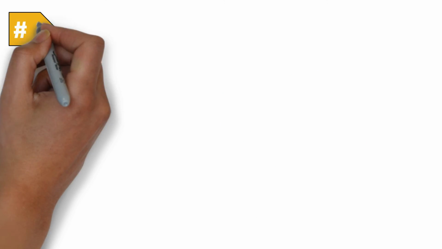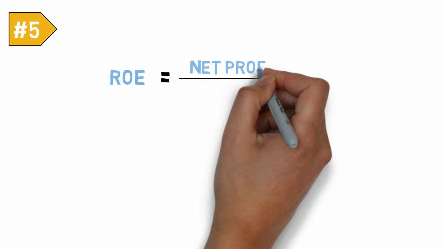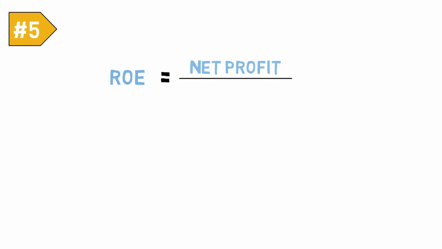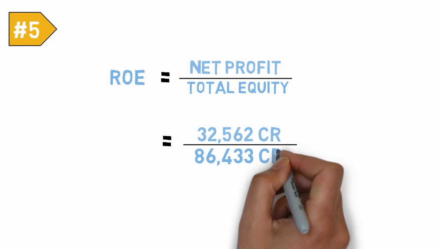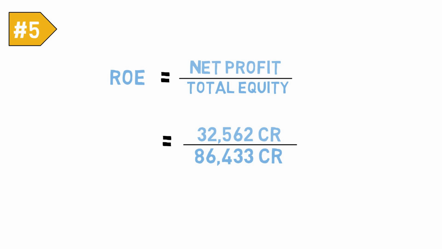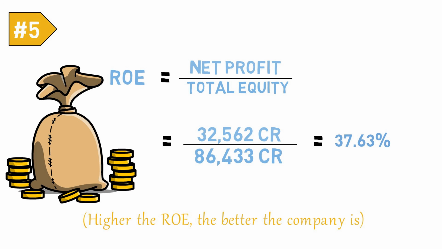Lastly, return on equity, which is calculated as net profit divided by total shareholders fund. As the net profit is 32,562 crores divided by total shareholders fund, which is 86,433 crores, which results in 37.63%. Higher the return on equity is, the better the company is.